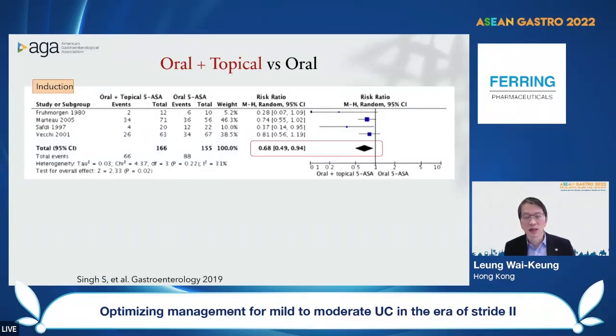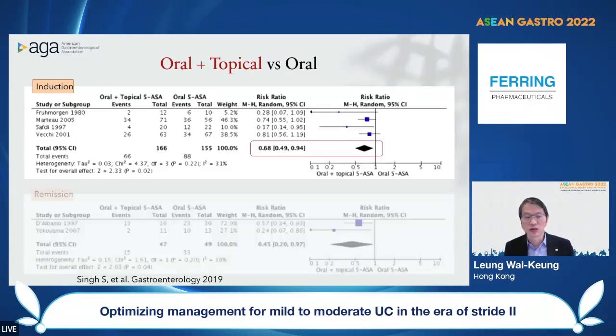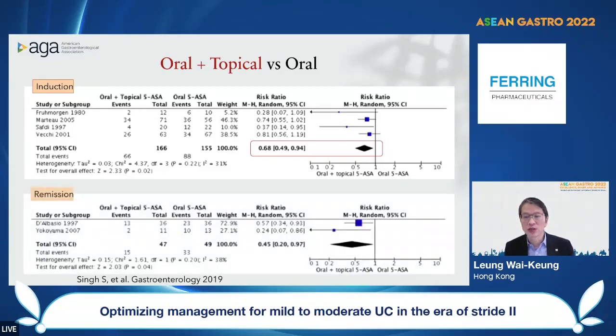Again, shown in the AGA meta-analysis, for both induction and maintenance of remission, the combination of oral and topical 5-ASA is much better than oral 5-ASA alone. So there's benefit in using combination therapy, both oral and topical, if the patient does not respond well.